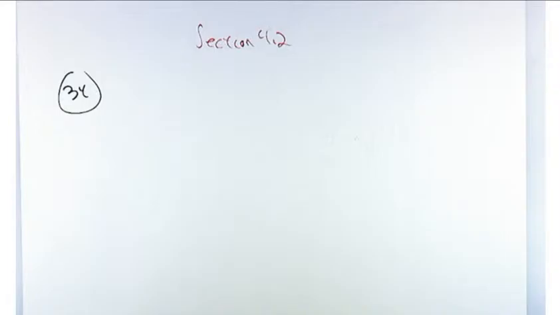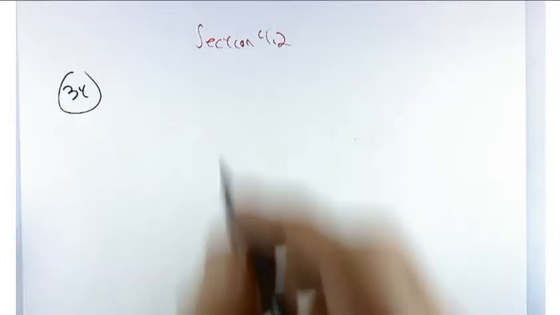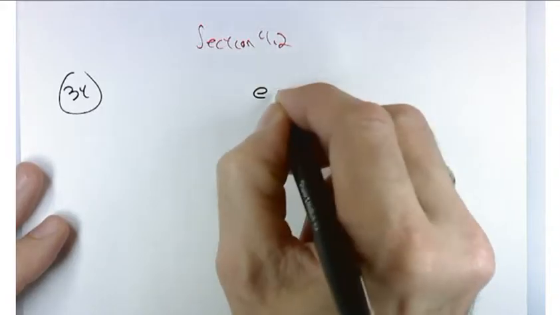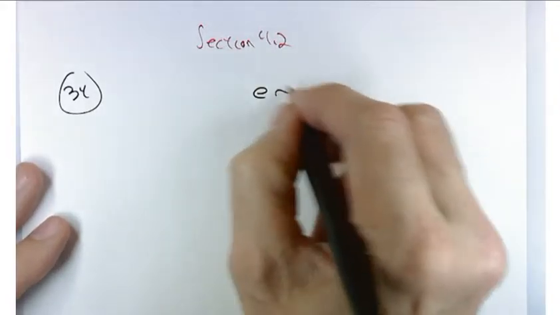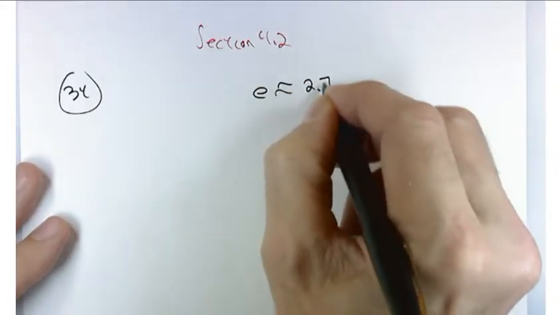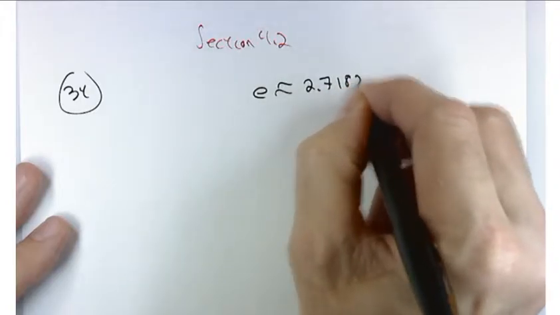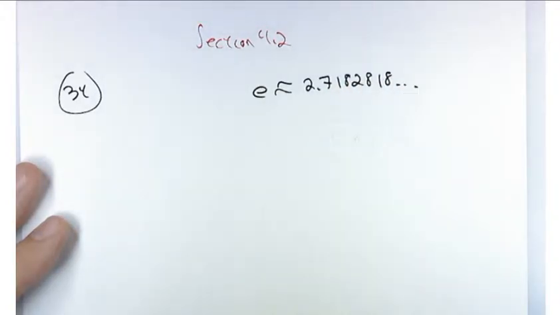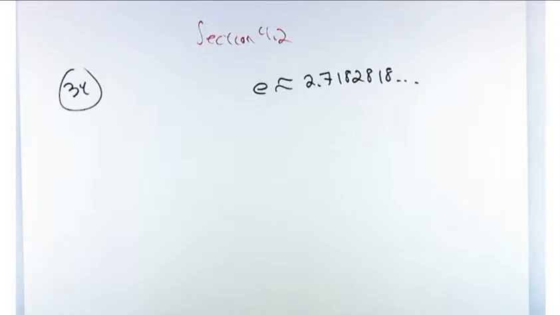So to continue in section 4.2, the other day we introduced e. And the important thing about e is to realize it's a nice natural constant, 2.7182818, etc. Now, the digits of e are kind of like the digits of pi. They never end and they never repeat.